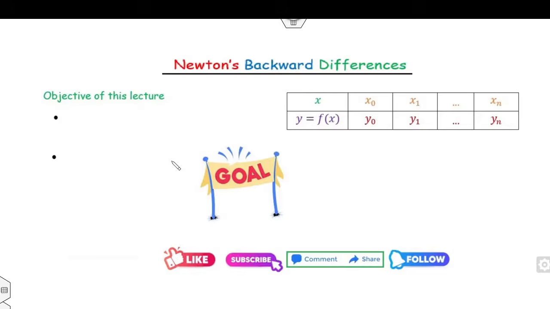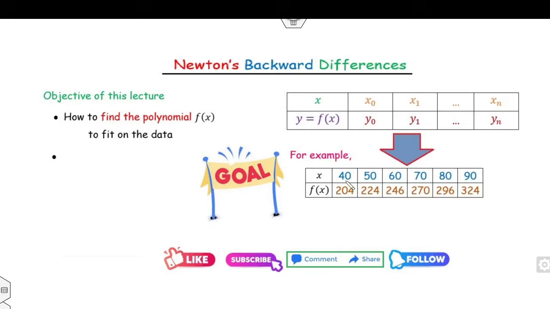Now, what is the objective and the goal of this lecture? Whenever you have some information like x and y, my objective is to find the polynomial f(x) which fits these points. For example, if my x values are 40, 50, 60 and so on, with the corresponding values of f(x), can you find the polynomial of x so that when I substitute the value 40, you will get 204, and so on? So this is my objective number 1.